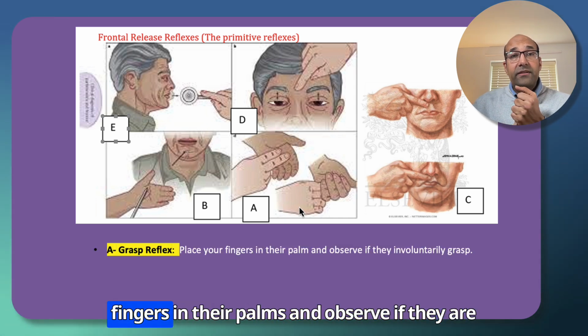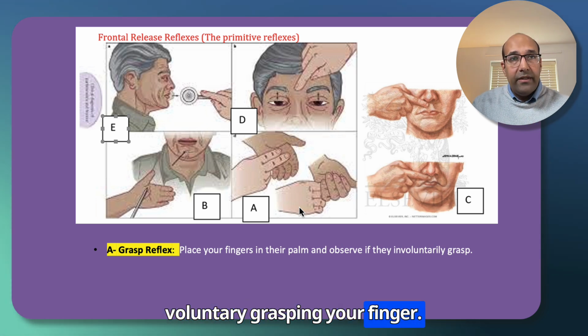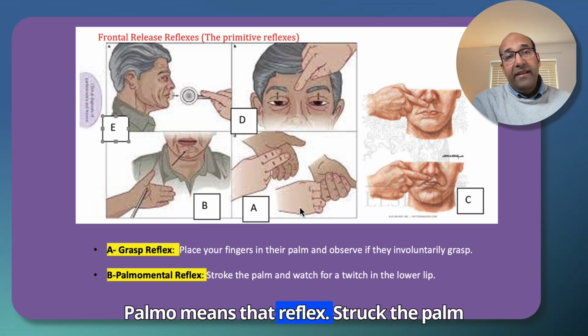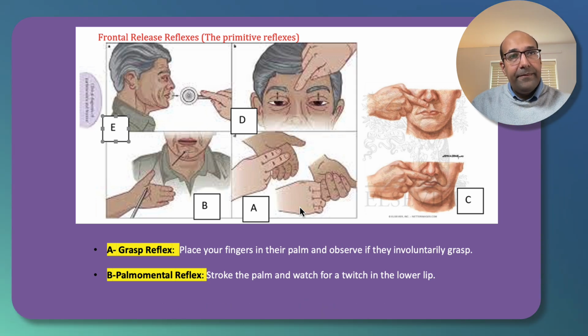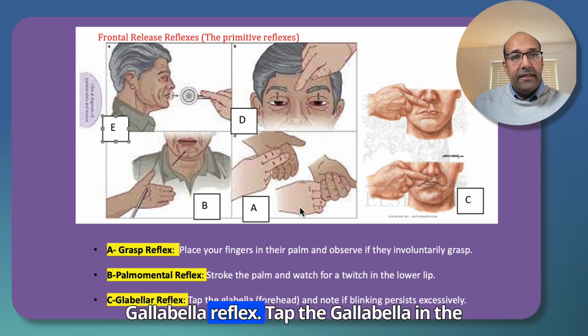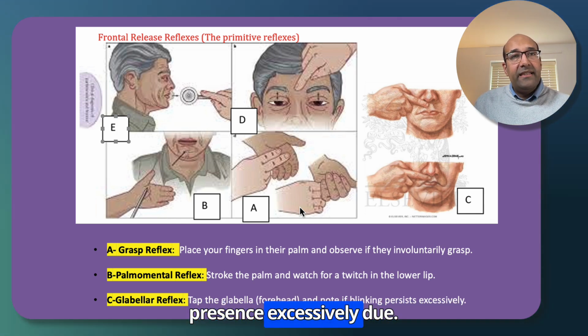Place your fingers in their palms and observe if they are involuntarily grasping your finger. Palmomental reflex. Stroke the palm and watch if there is a twitch in the lower lip. Glabellar reflex. Tap the glabella in the forehead and note if the blinking persists excessively.